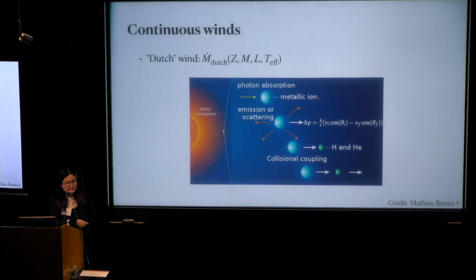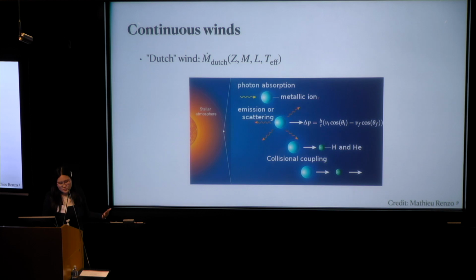The first type has been well studied already. The first type here in the MESA code is called the Dutch wind, because the authors are from the Netherlands. And the mass loss rate, M_Dutch, actually depends on a lot of variables: metallicity, mass, luminosity, effective temperature. And this model captures a line-driving wind mechanism.